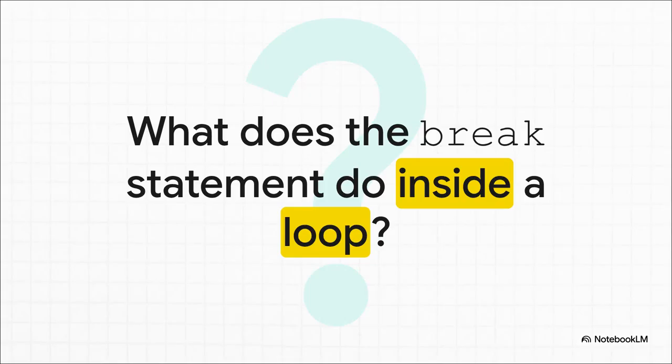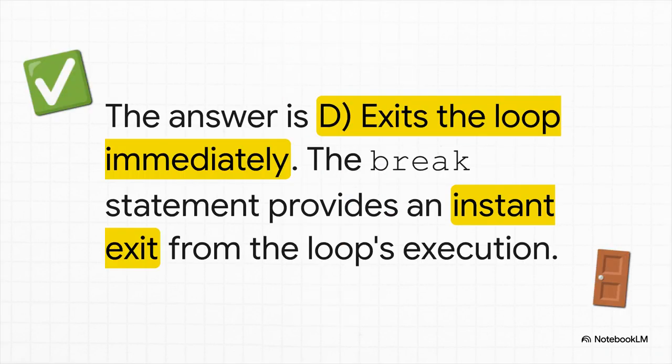All right, let's lock this in with another quick question. When your code is running along inside a loop and it hits the break keyword, what happens next? And yep, the answer is D. It exits the loop immediately. It doesn't finish what it was doing, it doesn't check the condition again, it just bails. The loop is over, right then and there.